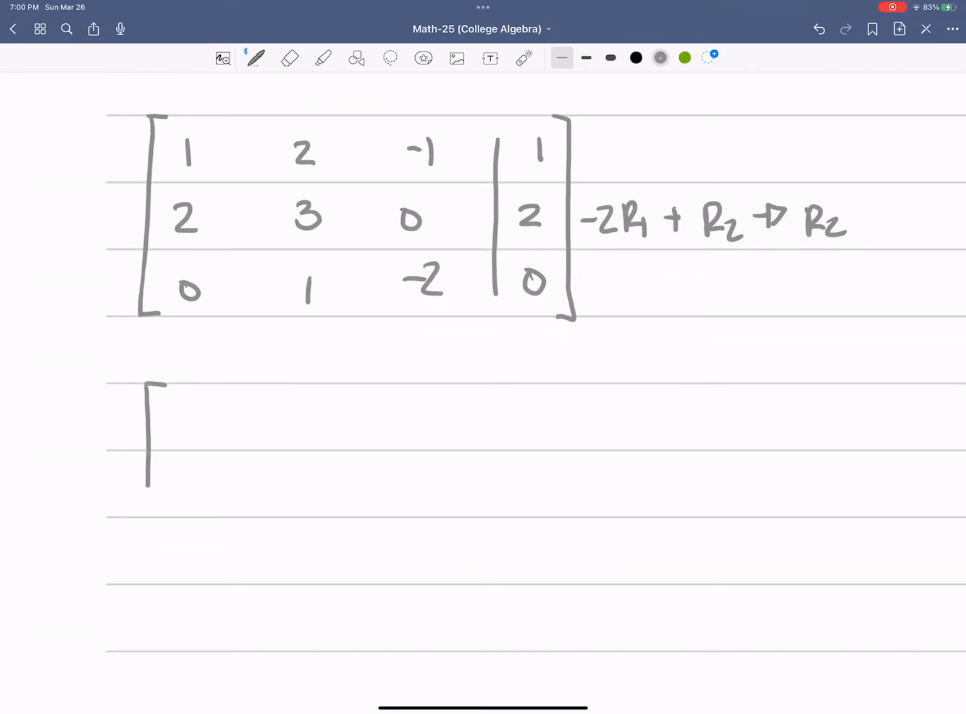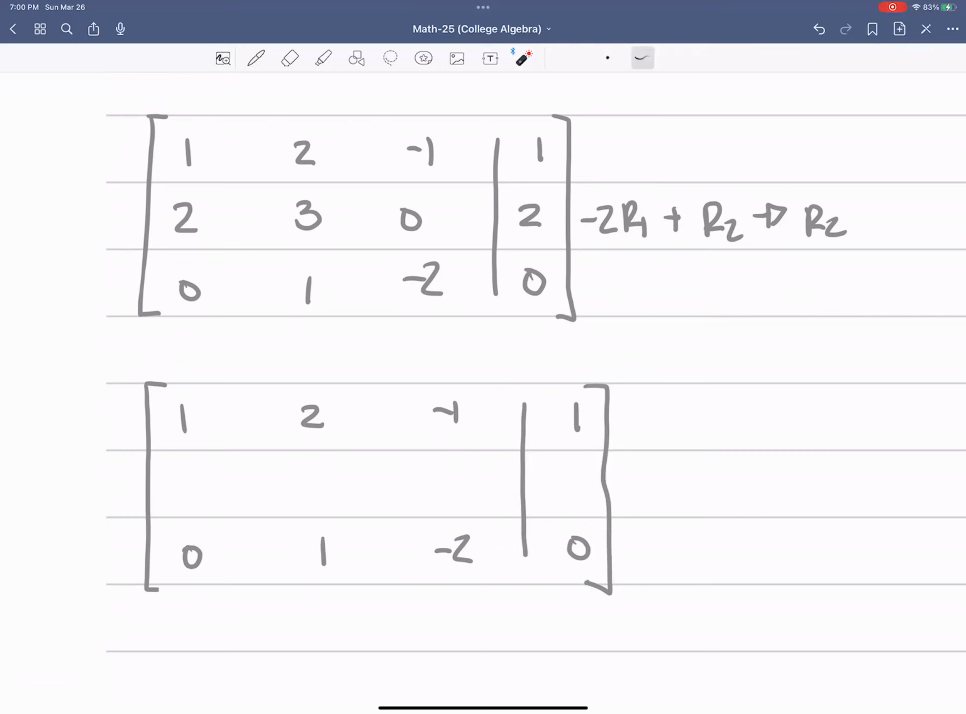And we don't have to do anything to that third column. I'm sorry, to the third row because it already has a 0 where we need it. We're not manipulating row 1, so let's copy that one down. We're not manipulating row 3, so we could copy that one down as well. And let's get our solution for row 2.